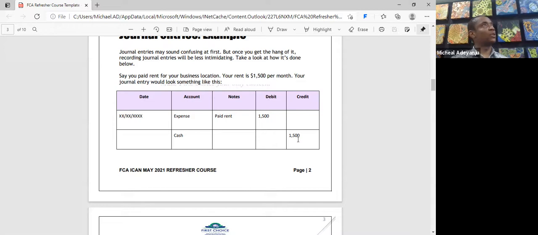Remember when I said your journal must balance? When we said your journal must balance, this is what we mean. You cannot be having 1,500 here and 1,000 here. It means that you are understating a particular transaction, because what you are giving out to someone is what that person is actually collecting. So I cannot be giving you 1,500 and you are telling me that you collect 1,000. It's not possible. So that is why this has to balance.